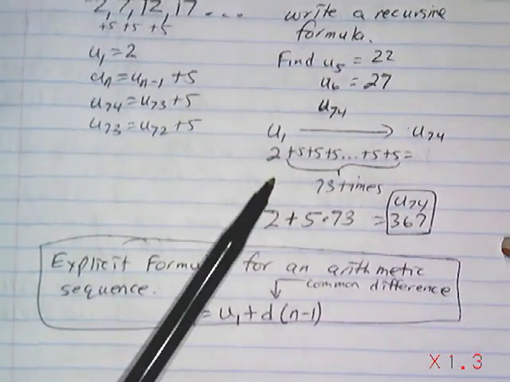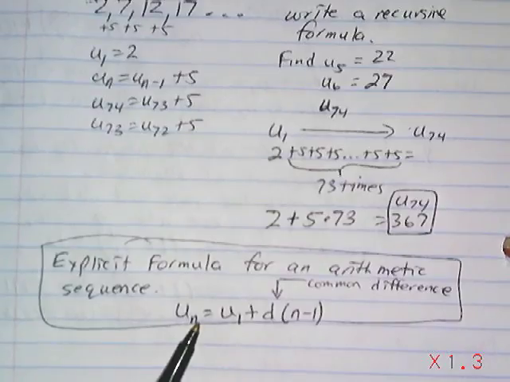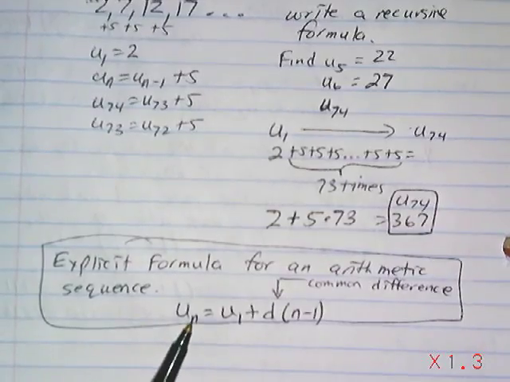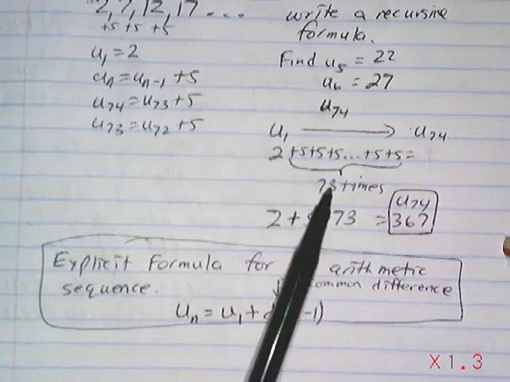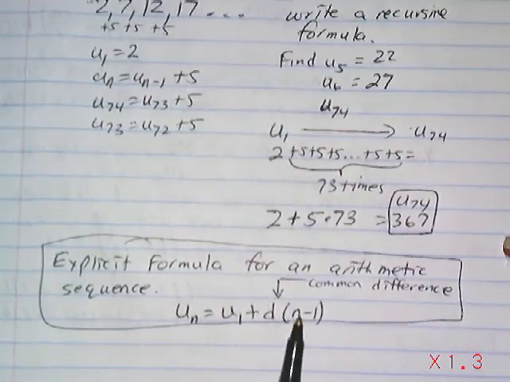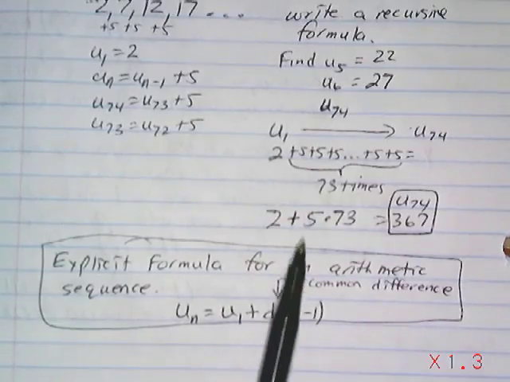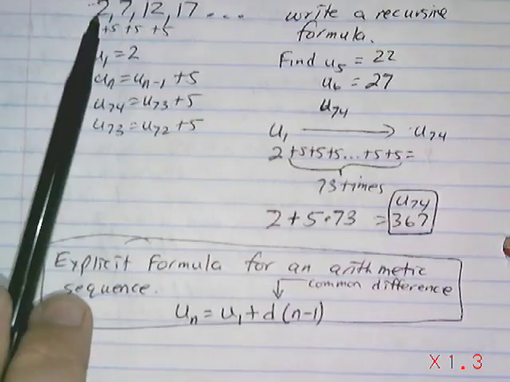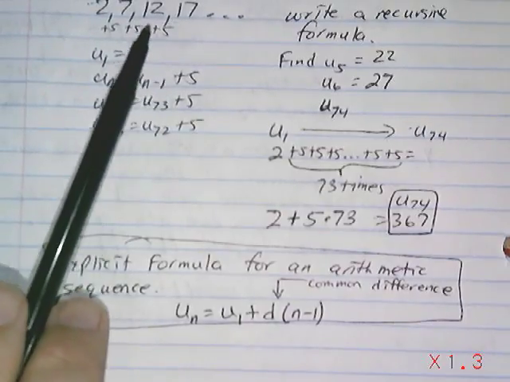What's happening? Well, 12 minus 9 is 3. 3 minus 9 is negative 6. Negative 6 minus 9. Looks like we're going down by 9s. So our d is negative 9 here, and our u sub 1 is 12. So my formula is u sub n equals 12 plus negative 9 times n minus 1.